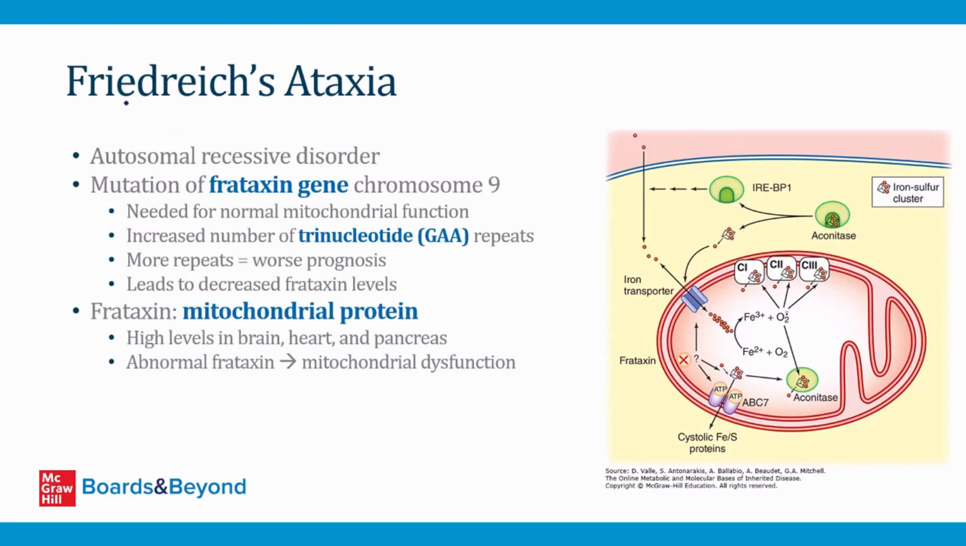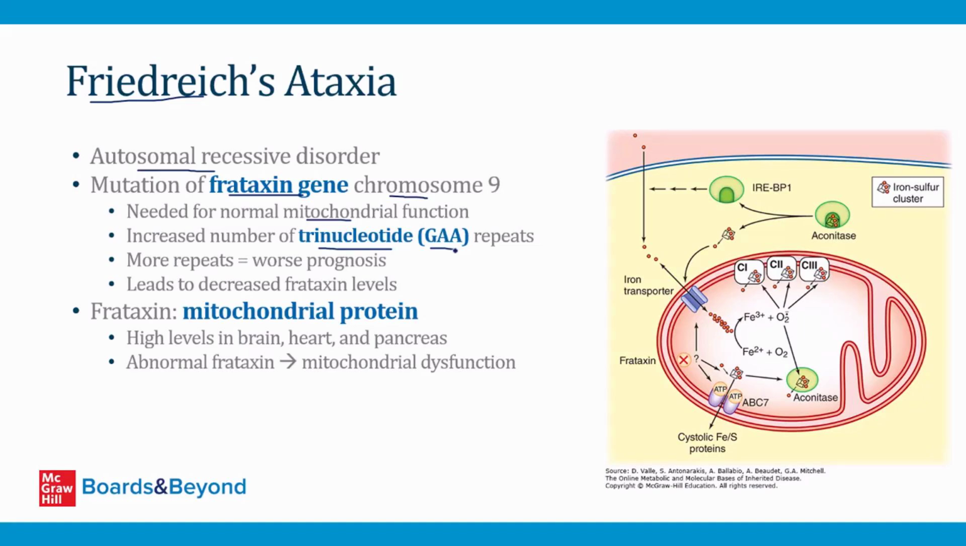And then the second hereditary ataxia we'll talk about in this video is Friedreich's ataxia, another autosomal recessive condition. The cause of Friedreich's ataxia is a mutation of the frataxin gene found on chromosome 9. You need the product of this gene for normal mitochondrial function. What happens in Friedreich's ataxia is that this gene picks up an increased number of trinucleotide GAA repeats.